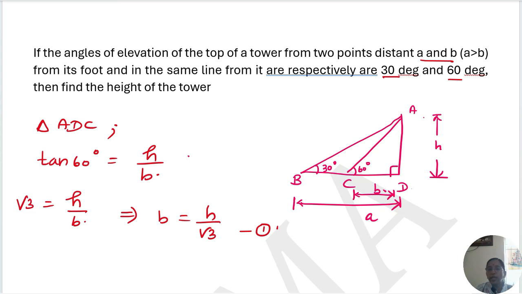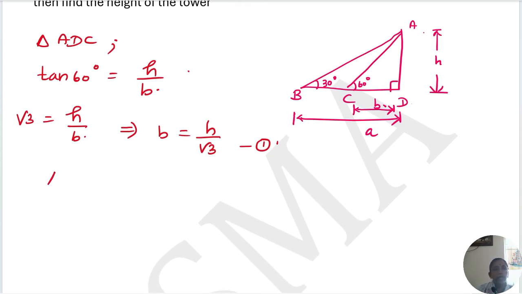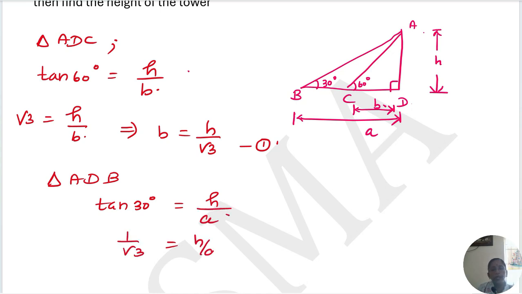And take your next triangle ADB. In the triangle ADB, tan 30 degrees is equal to the opposite side h by the adjacent side a. So 1 by root 3 is equal to h divided by a. From here a is nothing but root 3 times h. So this is equation number 2.